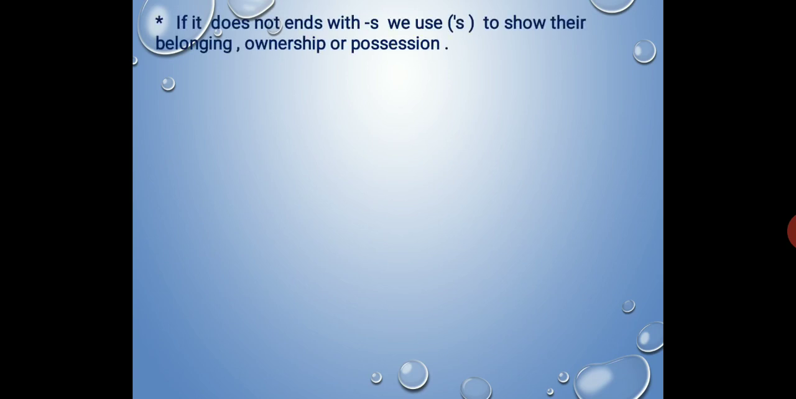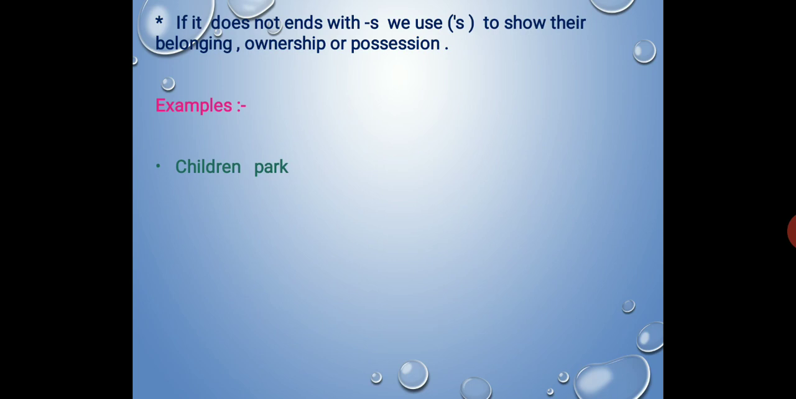Let's move on. The next possibility is if it does not end with s, we use apostrophe s to show their belonging, ownership or possession. Means this form of the noun is called the irregular form of the nouns. And whenever these kind of nouns occur, then we use apostrophe and s both to show their possession. Let's see with examples.